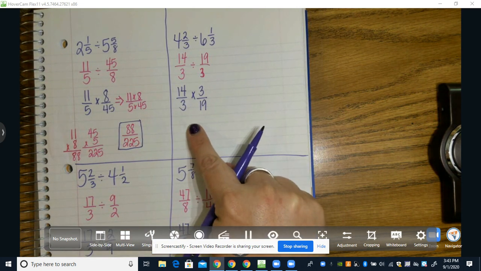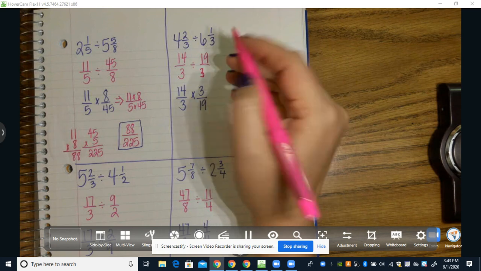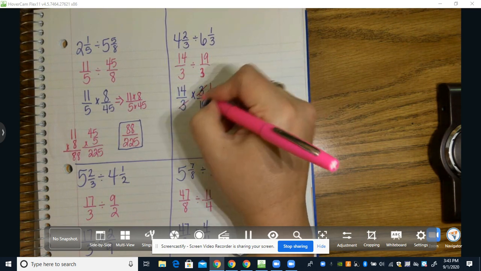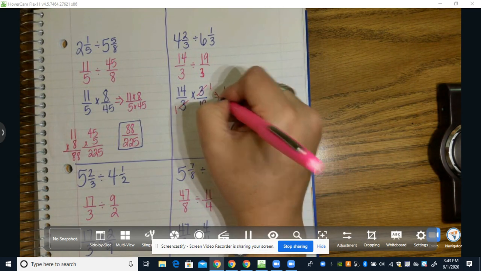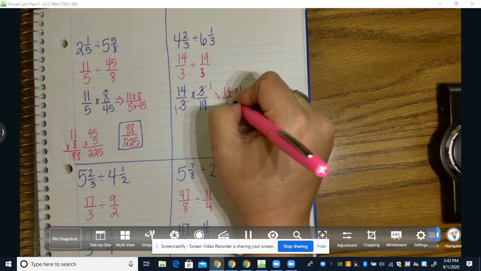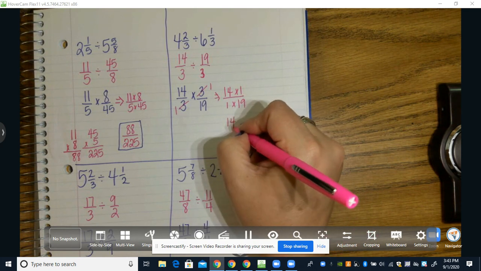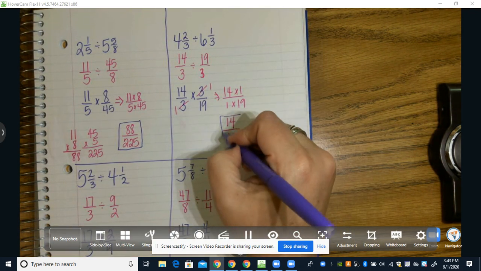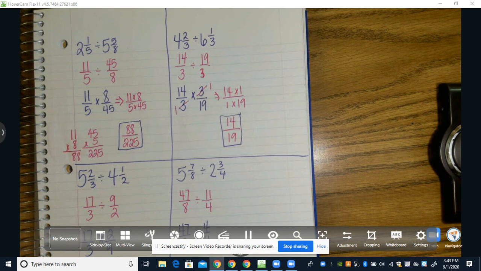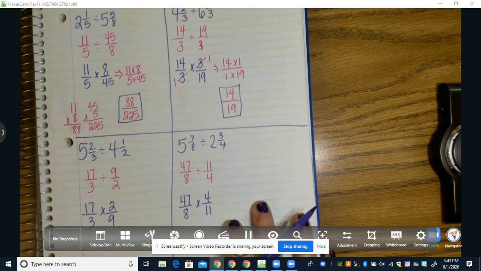Okay, let's look at our next one over here. Oh, howdy doody, I can simplify. Do you see how there's these 3's here? I can simplify by 3, divide them both by 3, and then they become 1. So then I have 14 times 1 over 1 times 19. 14 times 1 is 14. 1 times 19 is 19. And I am in simplest form because 19 is a prime number. And there's not a factor in 19 that can go into 14, except 1, but then we can't simplify. Awesome. All right, let's go down here to the bottom one.